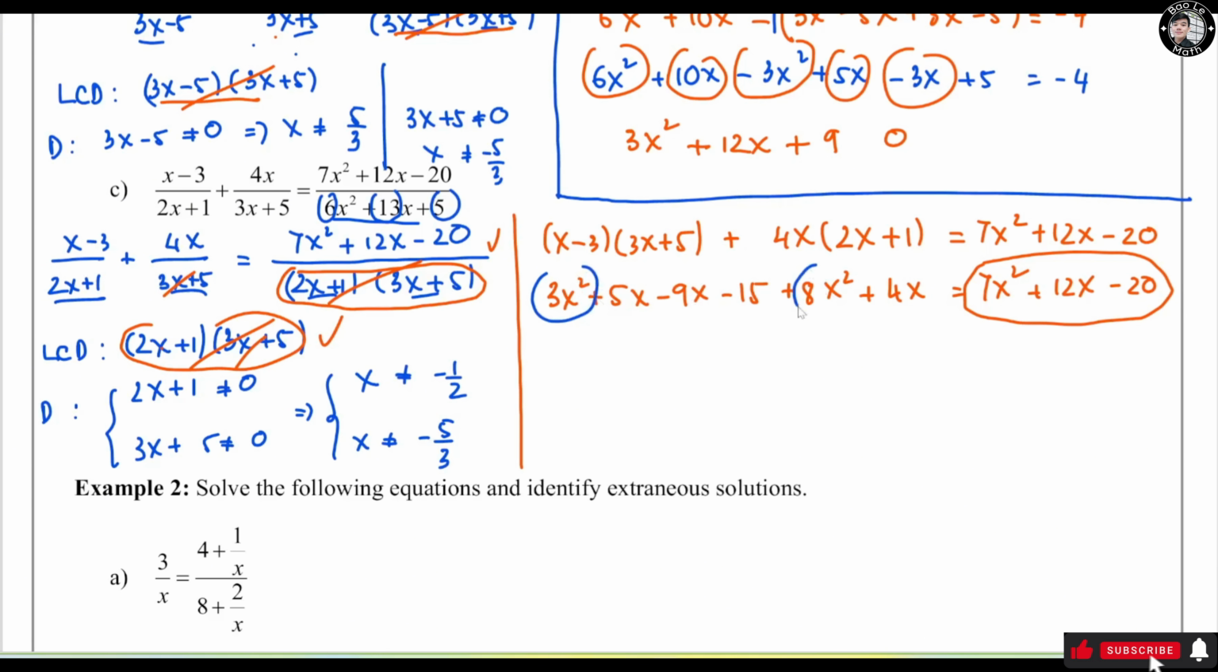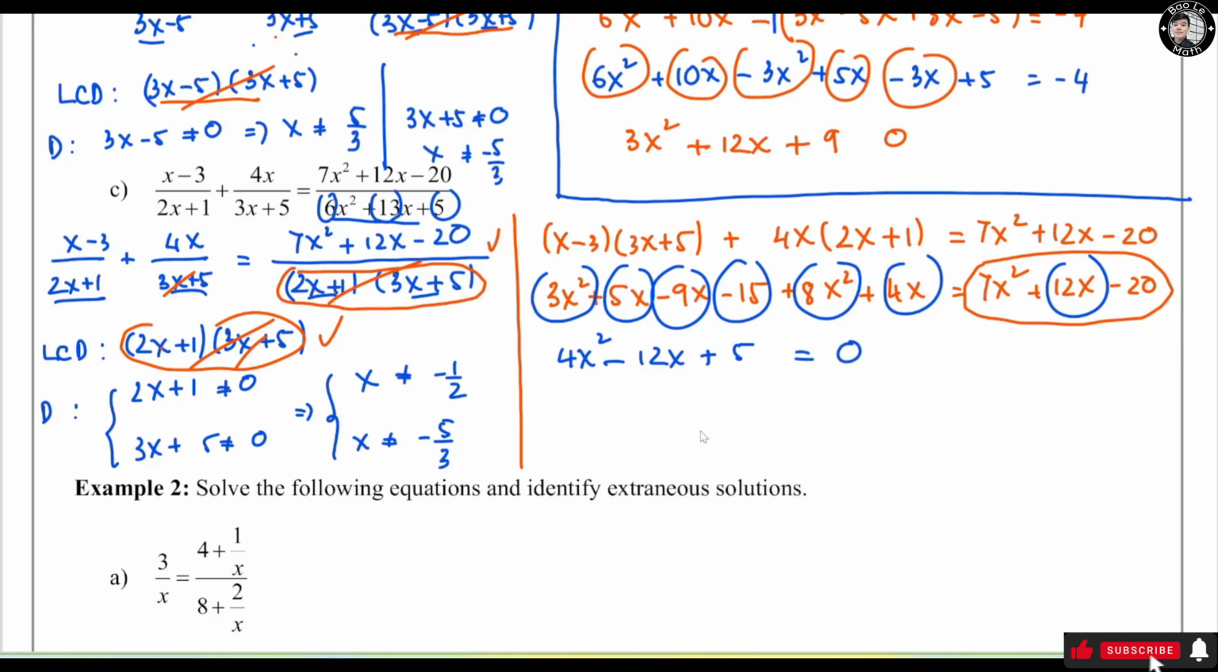3x squared plus 8x squared, it could be 11x squared, subtract 7x squared, so it could be 4x squared. 5x minus 9x, it could be negative 4x, plus 4x could be 0. And you subtract 12x both sides, so it could be negative 12x. Now negative 15, if you add 20 both sides, so it could be plus 5 equals 0.